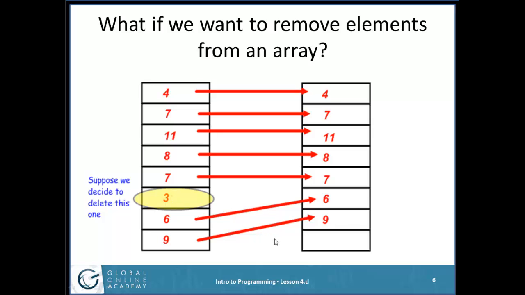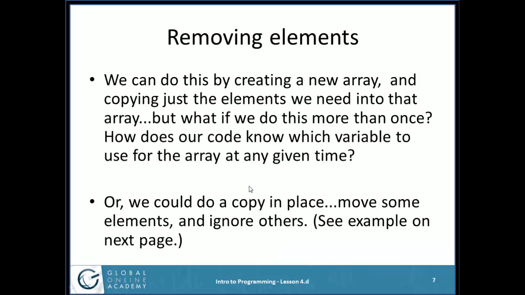That's hard to do with an array. I can't just get rid of an element in the middle. So how do I do it? I can create a new array and copy just the elements I need into that array. Well, what if I had to do this more than once? Which variable would I use in my programs for the code to know what array to use at any given time if I have to keep copying it to a new one? Or I could do a copy in place, move some of the elements and ignore others. Let's go through an example of that on the next page.